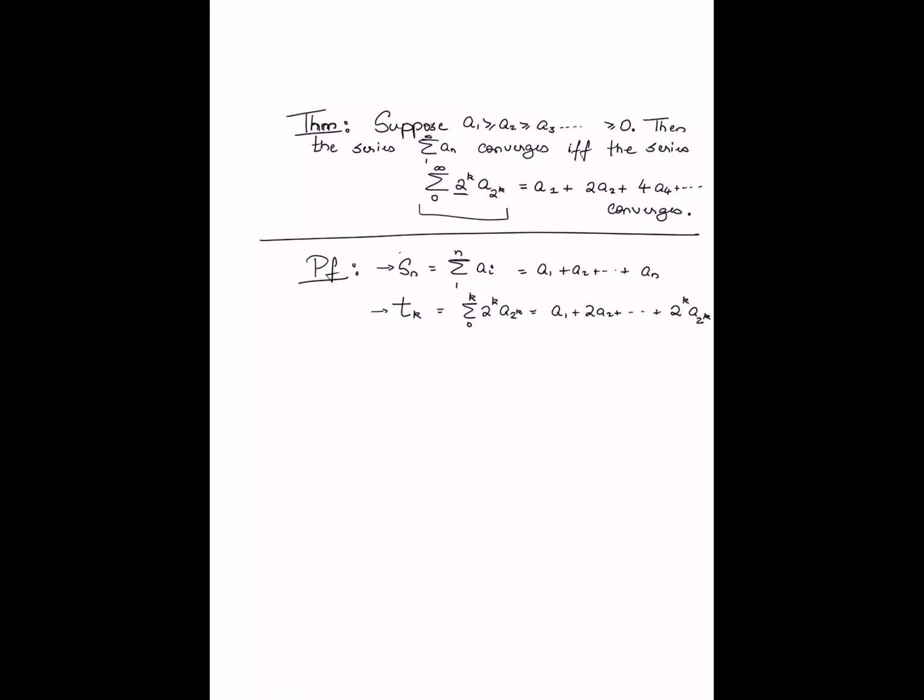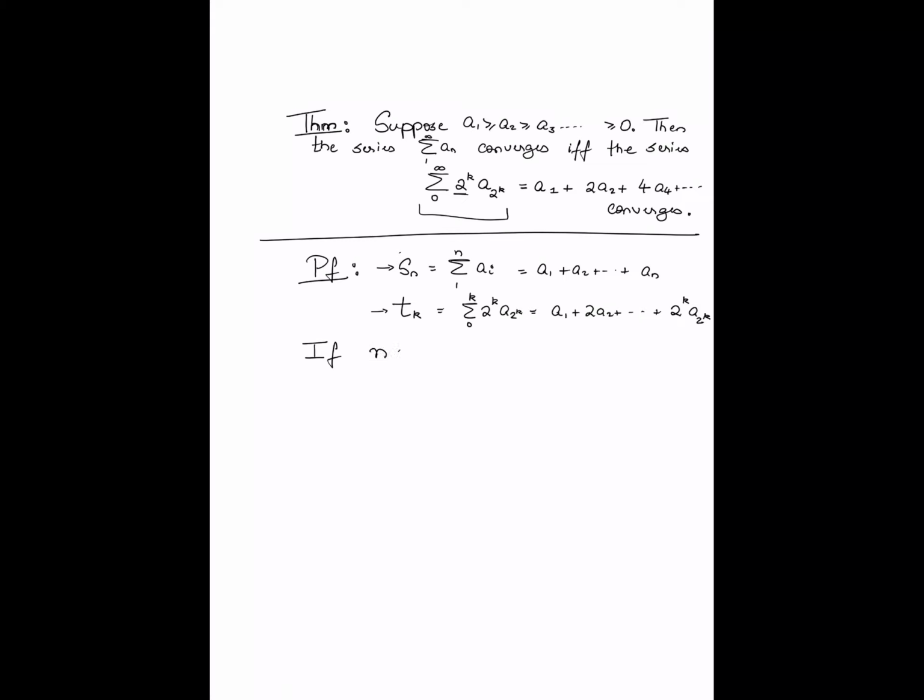Okay, so we just have to argue that both of these sequences, Sn and Tk, either both of them are bounded from above or both of them are unbounded from above, right? So therefore the convergence of these two sequences is tied. Okay, so here is how we will do it. I'm going to be able to bound Sn in terms of Tk from above. I'm going to be able to bound Tk from above in terms of Sn suitably.